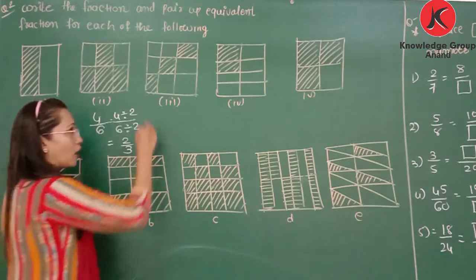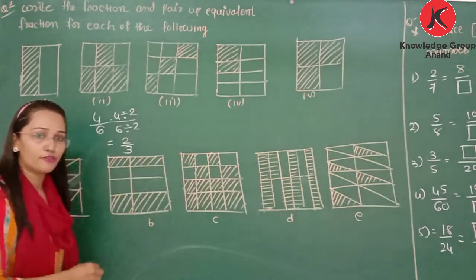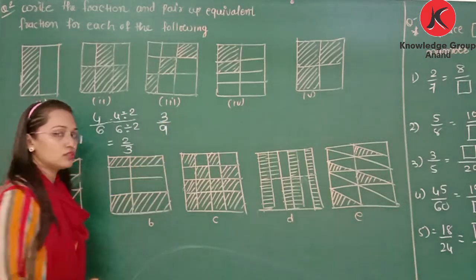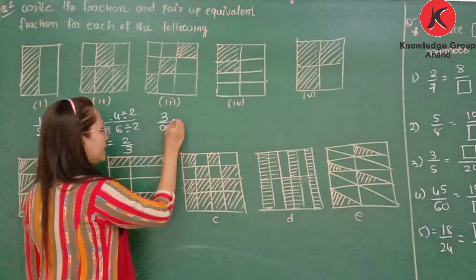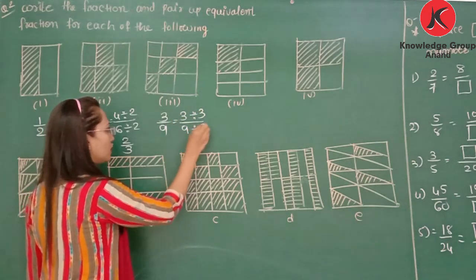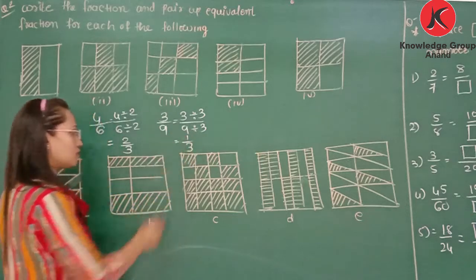Now for the next one, how many total parts? 9. And from that 3 parts are shaded. So we can write the fraction 3 by 9. Divide each one by 3. So 9 divided by 3, we will get 1 by 3.